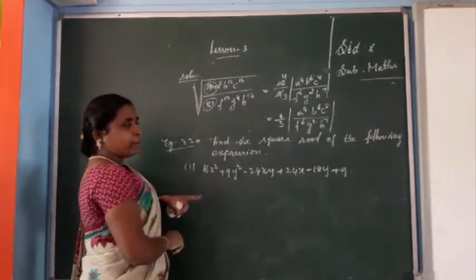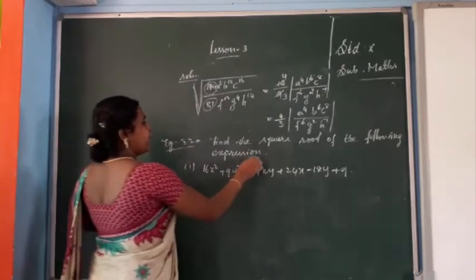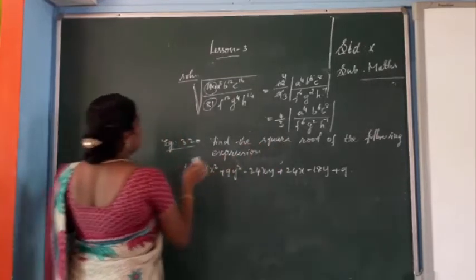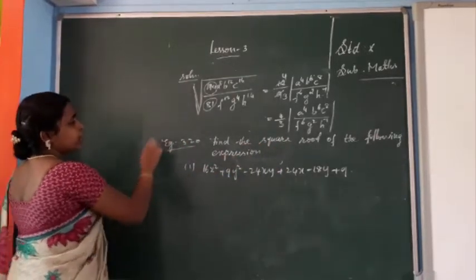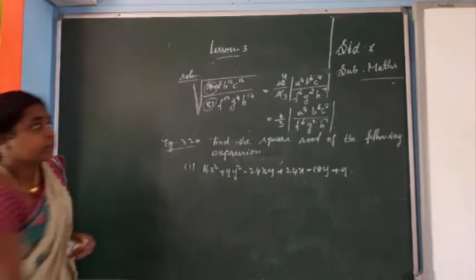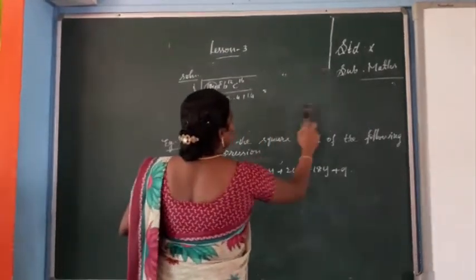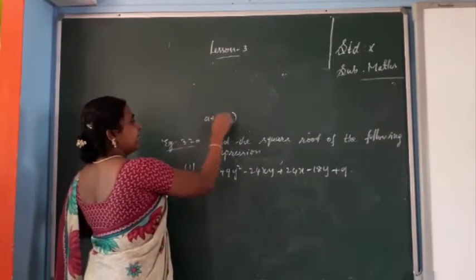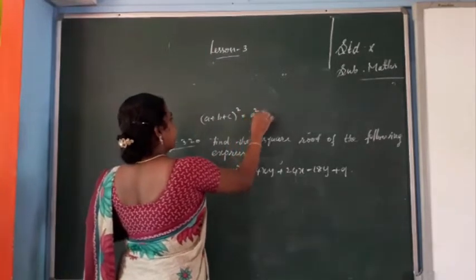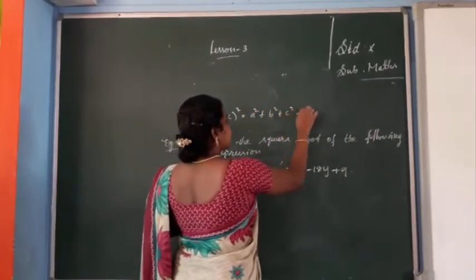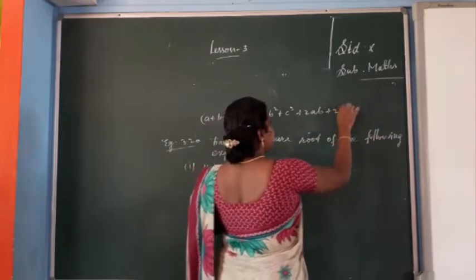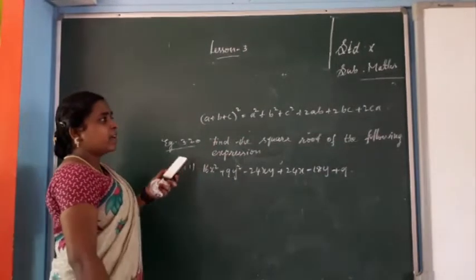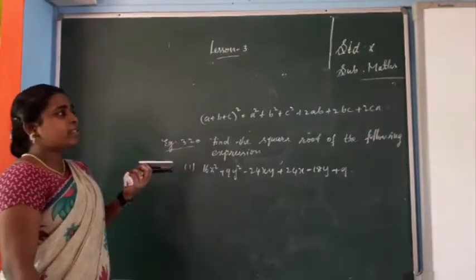Before doing this problem, you should know the formula of (a plus b plus c) the whole square. So (a plus b plus c) the whole square equal to a square plus b square plus c square plus 2ab plus 2bc plus 2ca.